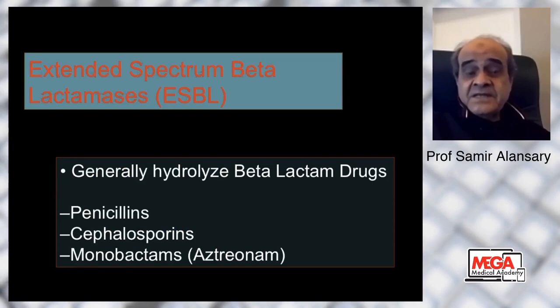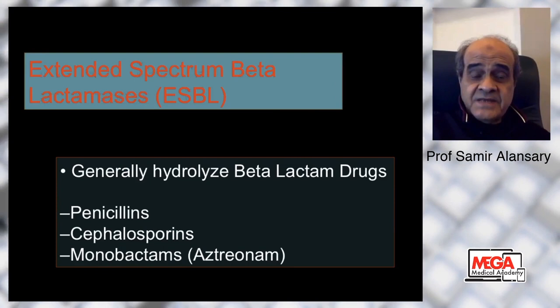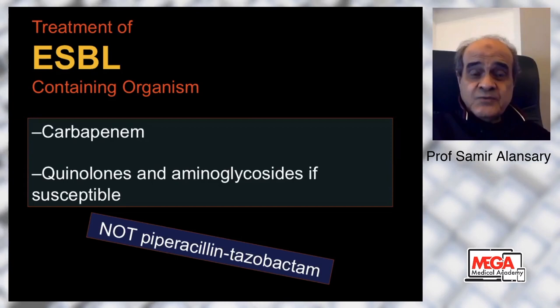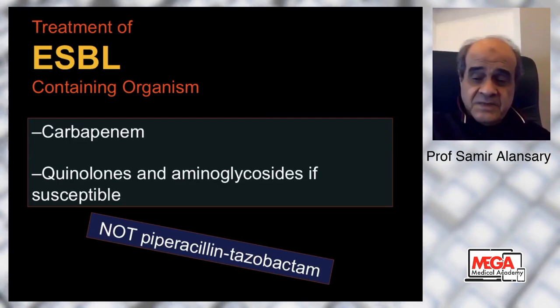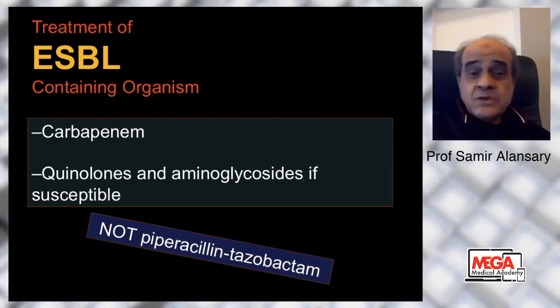Extended spectrum beta-lactamases, as I told you, generally hydrolyze beta-lactam drugs such as penicillin, cephalosporin, and monobactam. In such situations, we can use carbapenem. Don't use piperacillin, even if the culture shows sensitivity to piperacillin. Don't use it. In extended spectrum beta-lactamase infections, we have to use carbapenem, or we can use quinolones and aminoglycosides if susceptible.